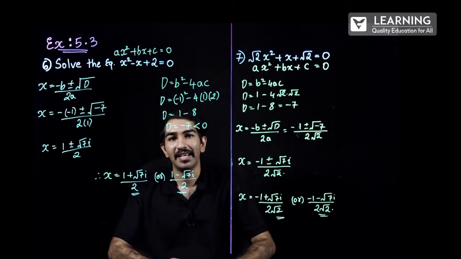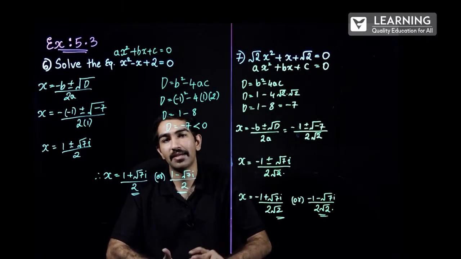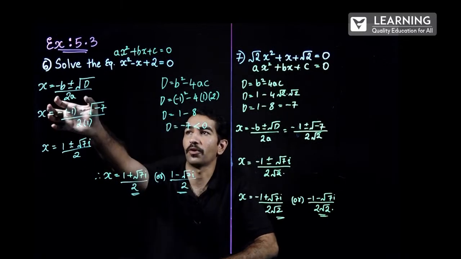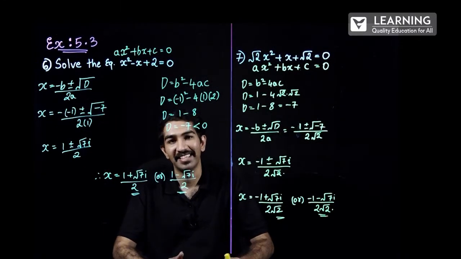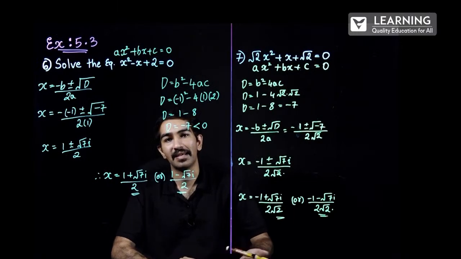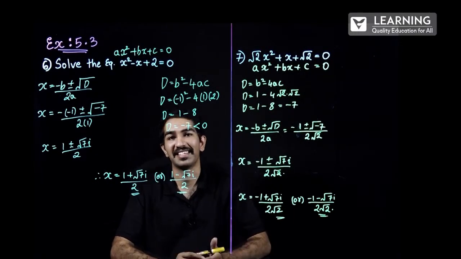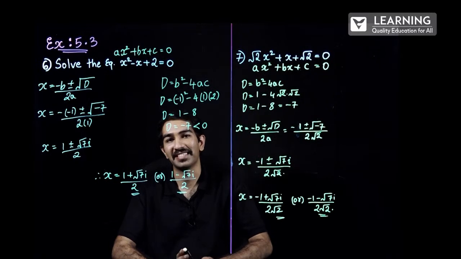Again the same thing here. You have to know if the discriminant is lesser than 0, the roots will be imaginary, and you have to know this formula. If you know these both things, the rest of the things are very simple. You have to just substitute, simplify and get the final answer. Alright, moving on to the next question.